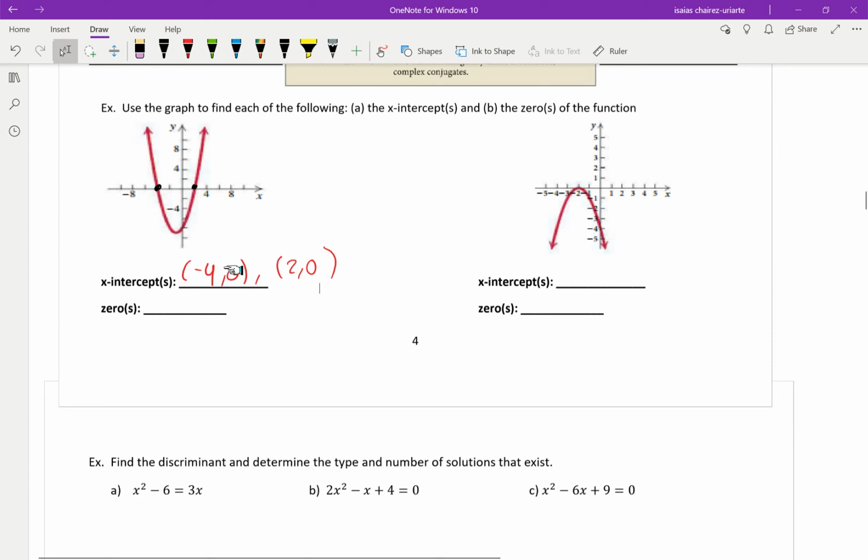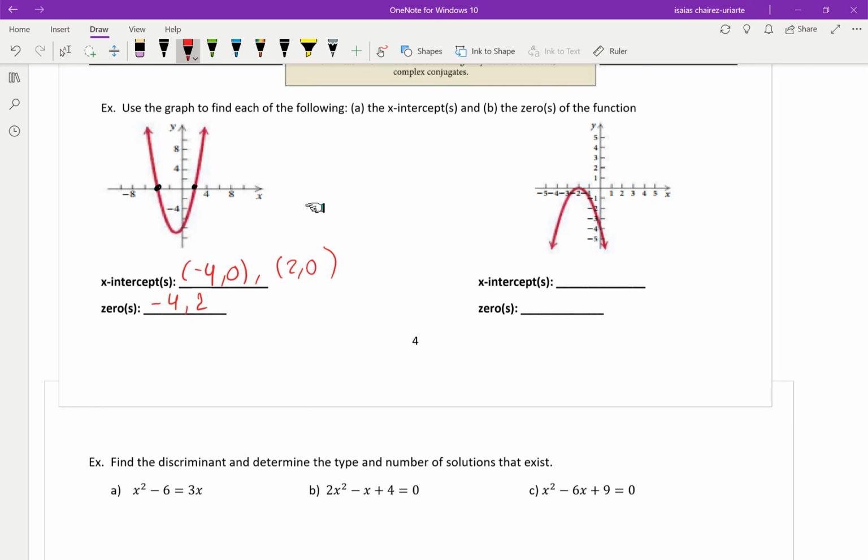They are sort of the same as the x-intercepts. They are very similar to the x-intercepts, except for the zeros, I don't use an ordered pair. I'm just going to say something like -4 and 2. Those are my zeros.